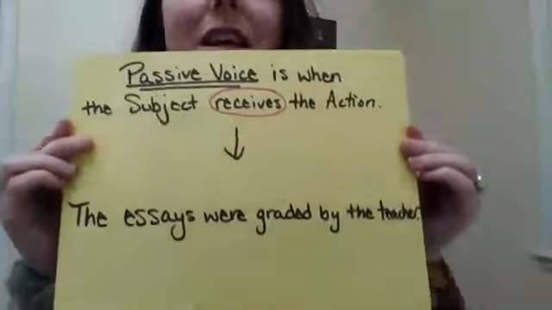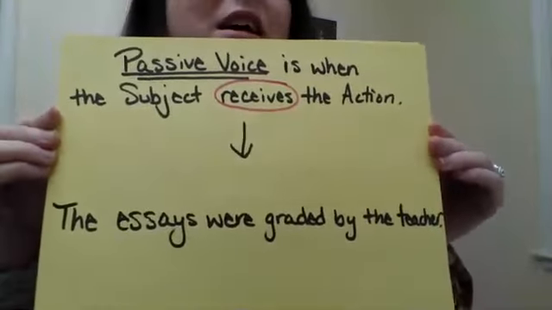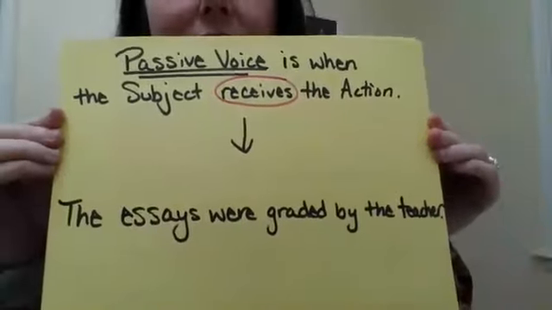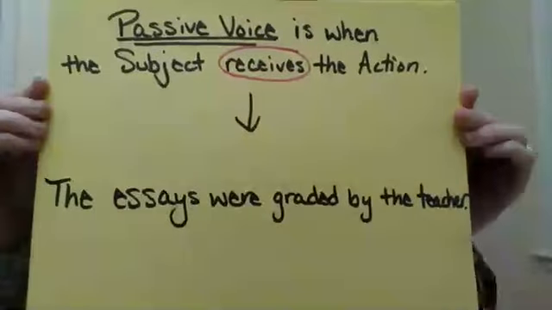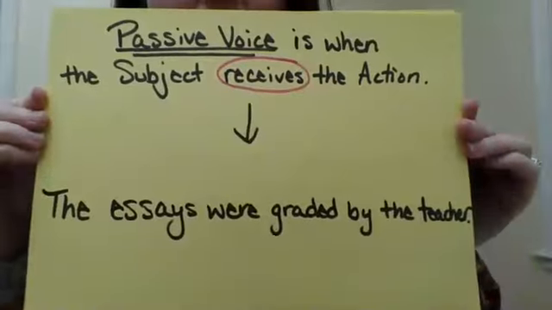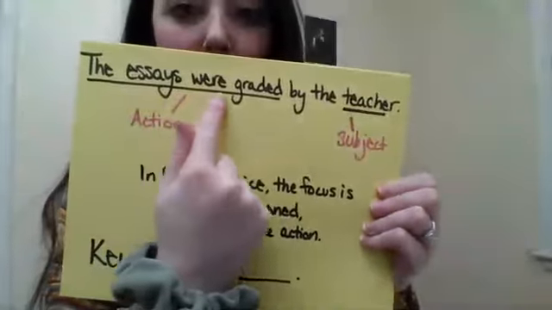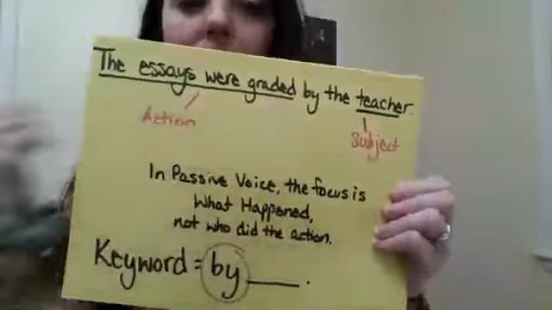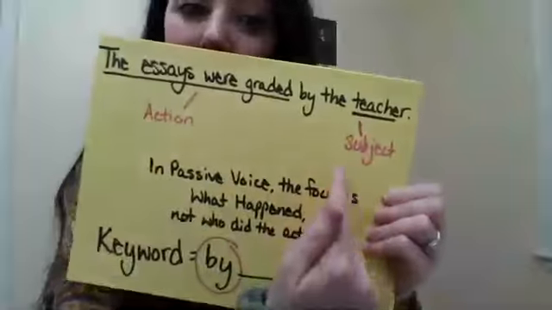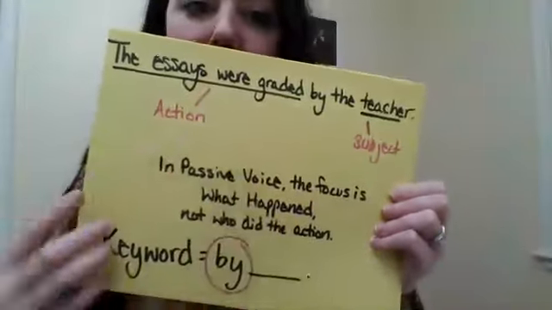Passive voice is when the subject receives the action. So instead of it saying the teacher graded the essay, if it was passive voice, it would say the essay was graded by the teacher. So we see there that the action, the essay was graded, by the teacher. The teacher is the subject. So the subject is receiving this action.